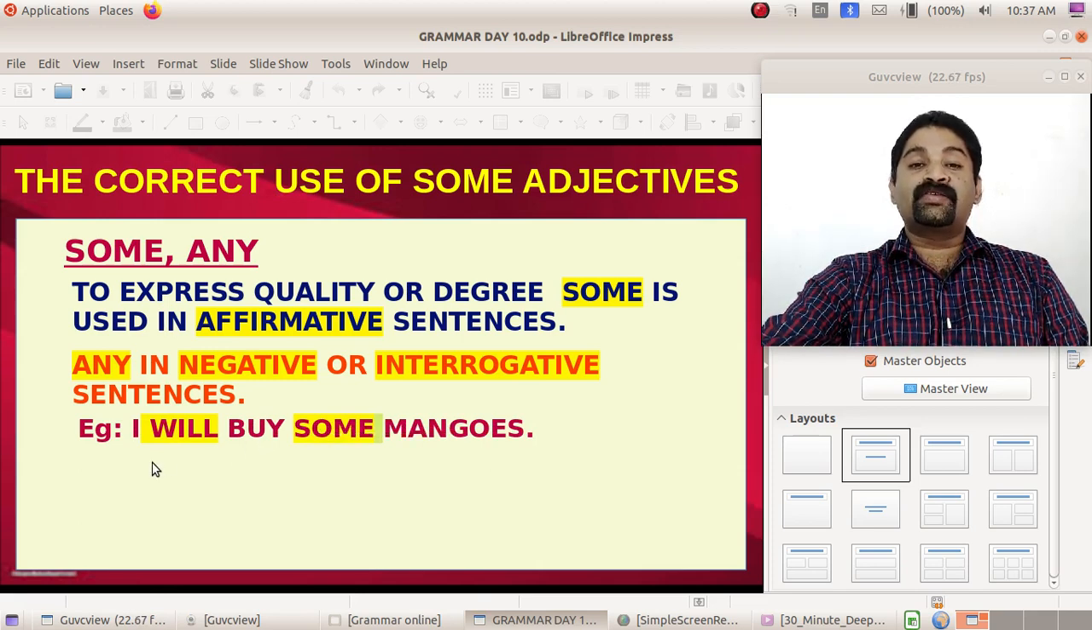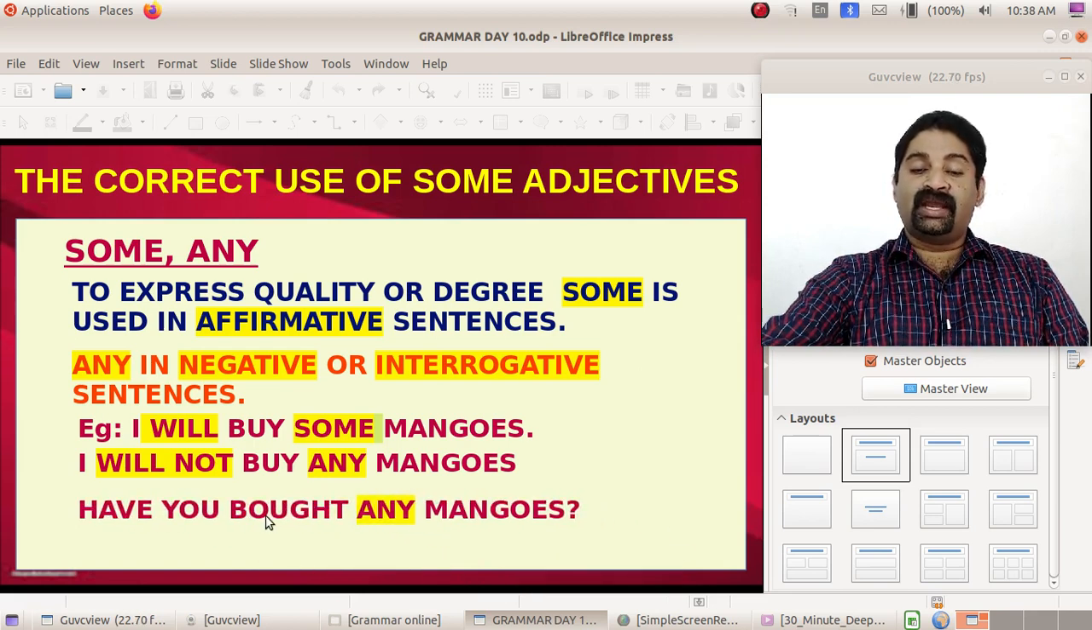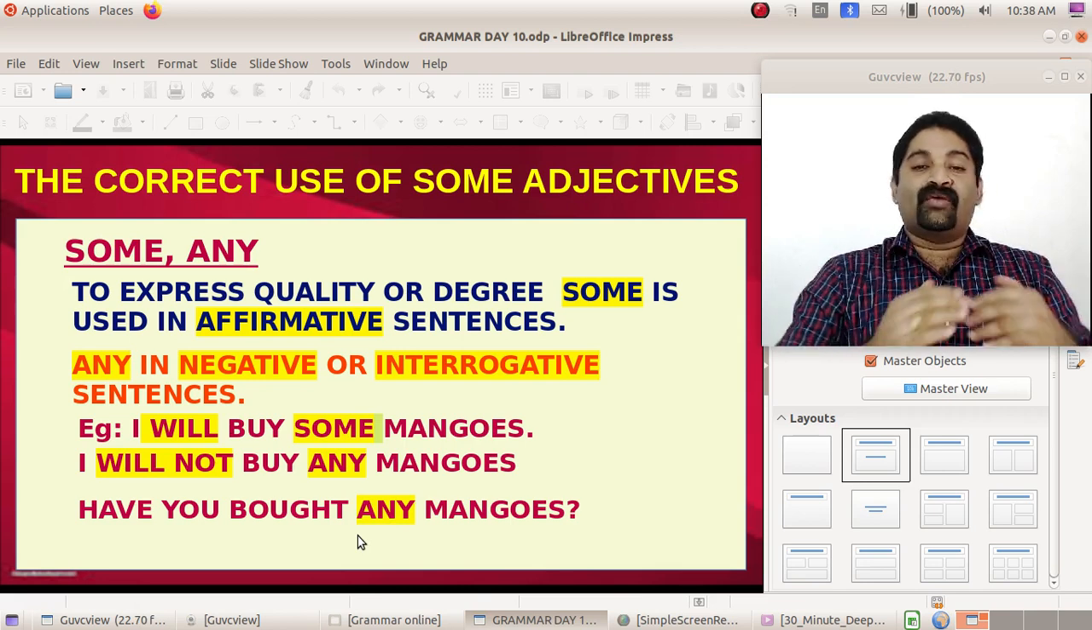Example: I'll buy some mangoes. A positive sentence. I will not buy any mangoes. Will not, negative sentence. So we won't say I will not buy some mangoes. I will not buy any mangoes. And, have you bought any mangoes? Again, it's a question. There we use any. So do you understand where we use some?